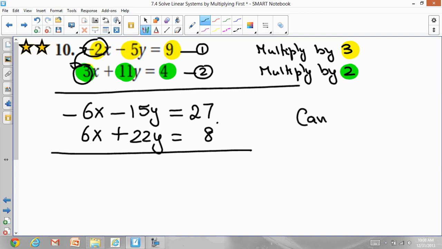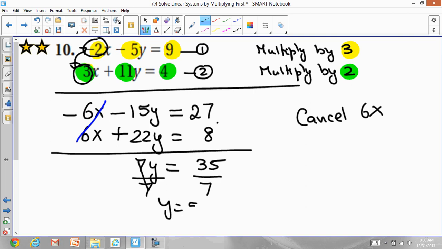So in this case, I'm going to cancel my 6x. So these two can cancel. And negative 15y, positive 22y combines to give you 7y. And 27 and 8 combines to give you 35. So this is your one-step equation. Divide by 7 on both sides. Cancel. And you get y equals 5.